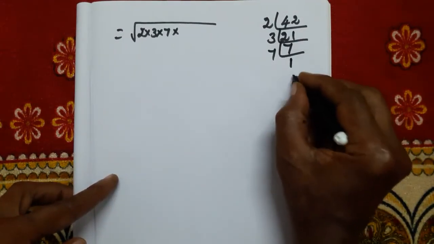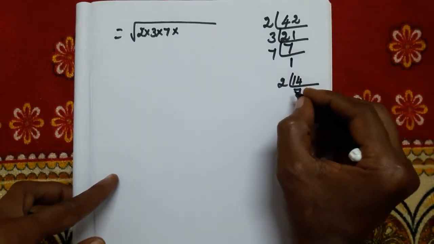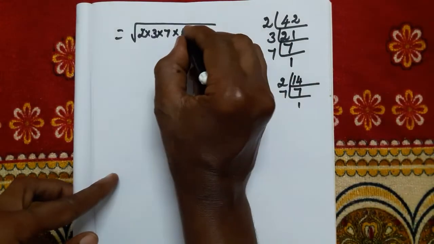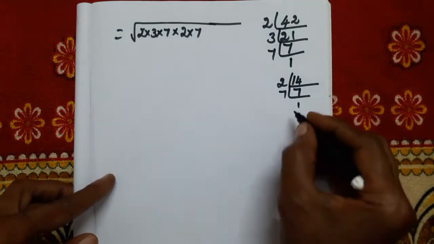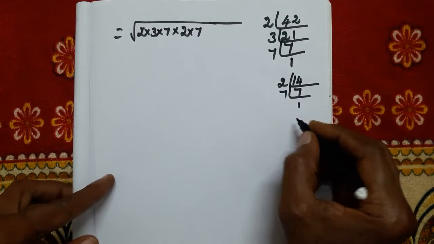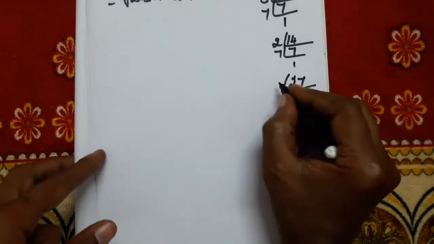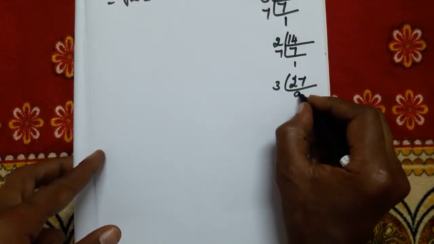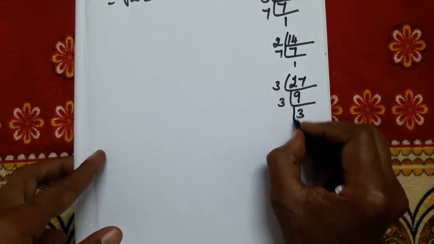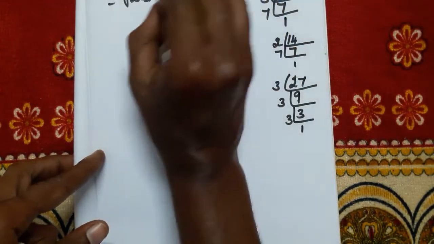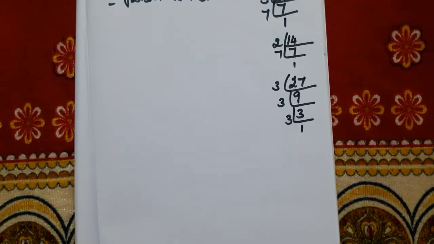Next number, 14. When we are factorizing 14, what are we getting? 7 twos are 14, 7 ones are 7. So 2 into 7. Next number, 27. When we are factorizing 27, we can use the 3 table. 9 threes are 27. Again with 3 table, 3 threes are 9, 3 ones are 3. So we can write 3 into 3 into 3.